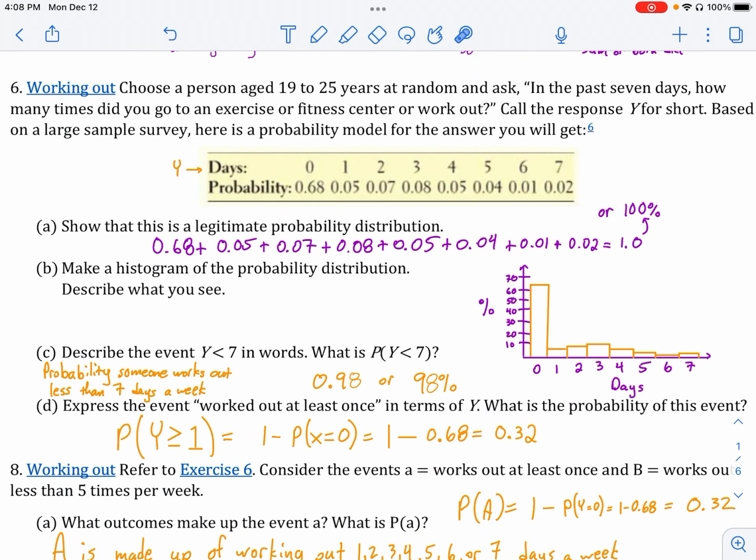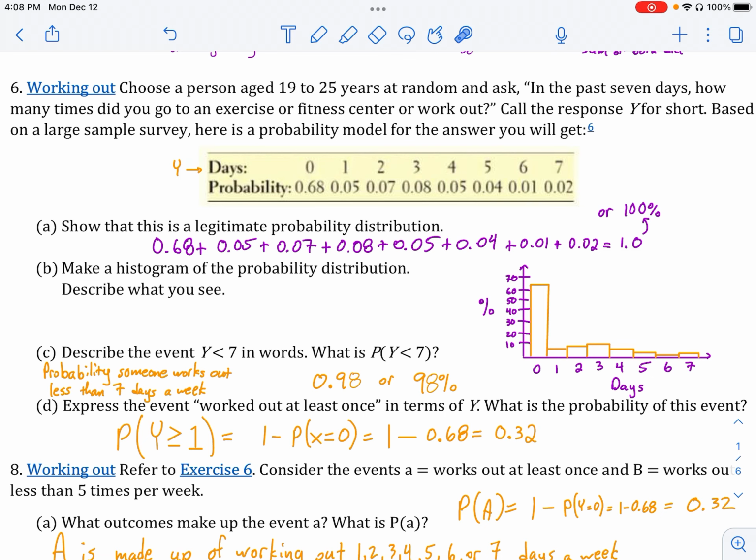6, new story here. The probability of someone aged 19 to 25, how often they work out. A lot of people said 0 days a week. So that's 68% of the people don't work out at all. Here's a 4 days a week. That means 5% of people work out 4 days a week. You can see that as you get up to 5, 6, and 7 days, these are pretty low.